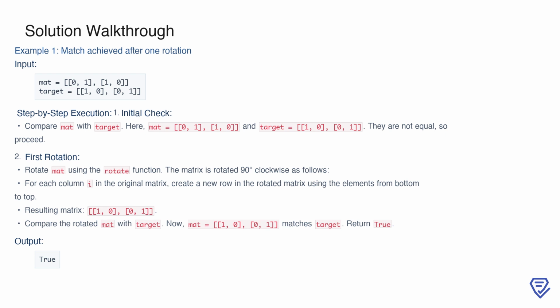Now, we perform the first rotation of mat by 90 degrees clockwise. To do this, for each column in the original matrix, we create a new row in the rotated matrix by taking the elements from bottom to top. After this rotation, the matrix becomes [1, 0], [0, 1]. Comparing this rotated matrix with target, we see that they are now equal. Since we've achieved a match, we return true as the output for this example.